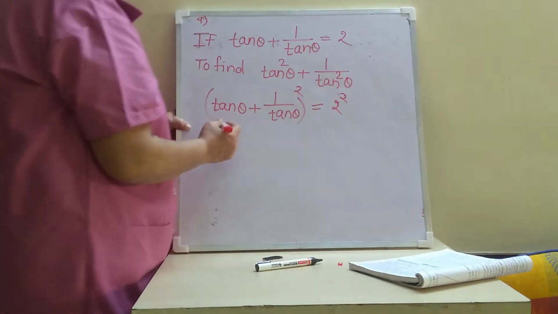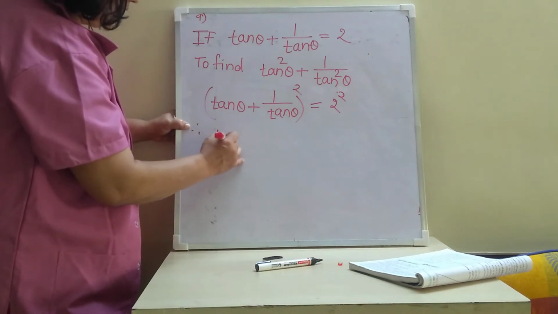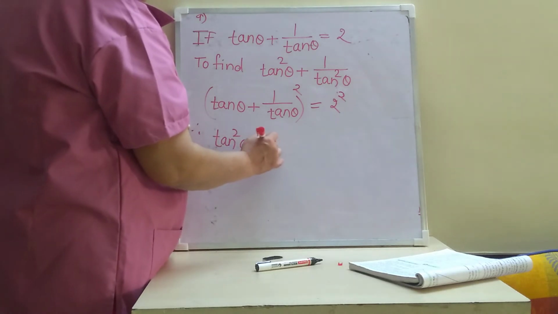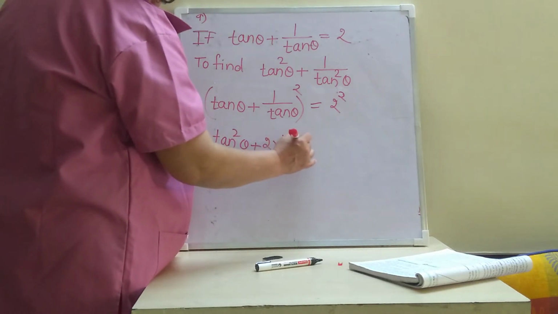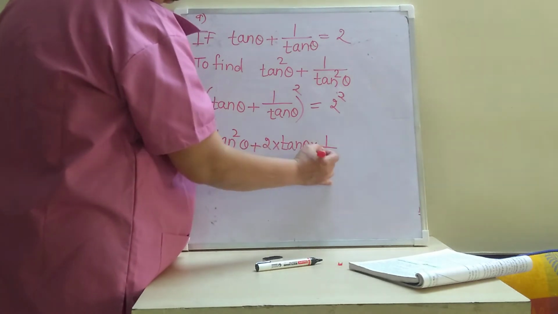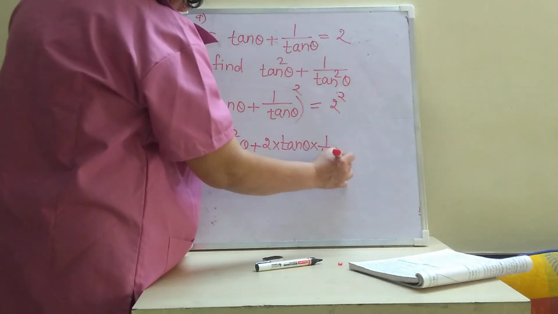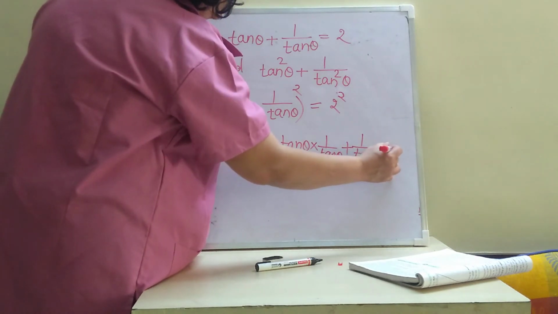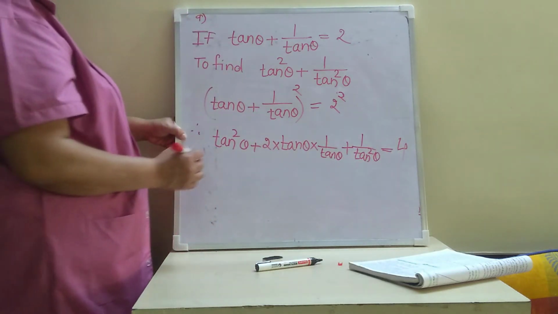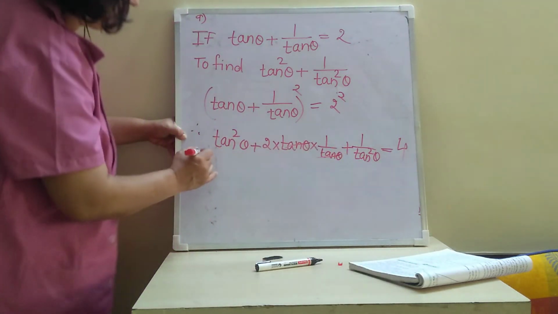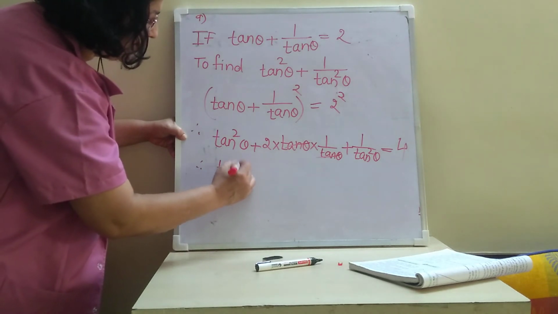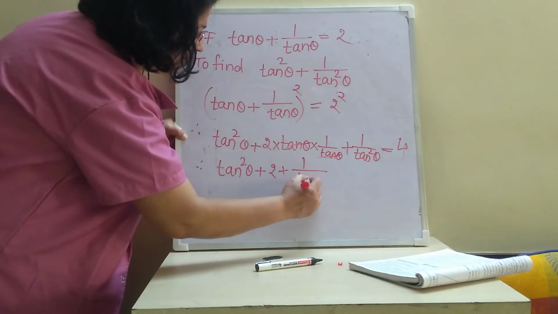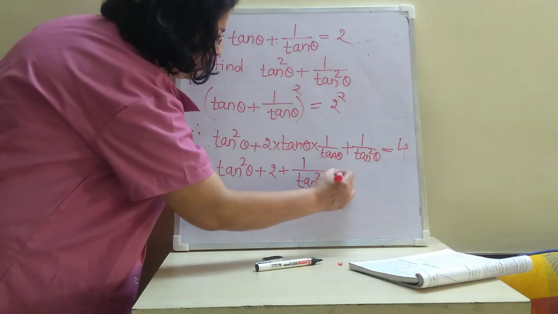Here, I am squaring both the sides. What am I going to get? Tan square theta. This is the identity: (A plus B) whole square is A square plus 2 multiplied by A multiplied by B plus B square. Correct? Equal to the right side, 4. What is happening? Tan theta and 1 upon tan theta will get cancelled. So I am going to get tan square theta plus 2 plus 1 upon tan square theta equal to 4.